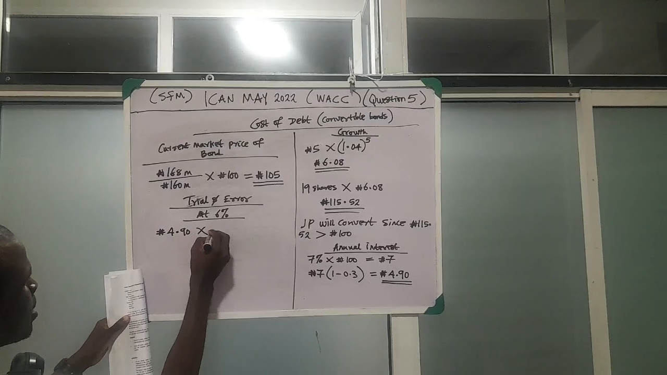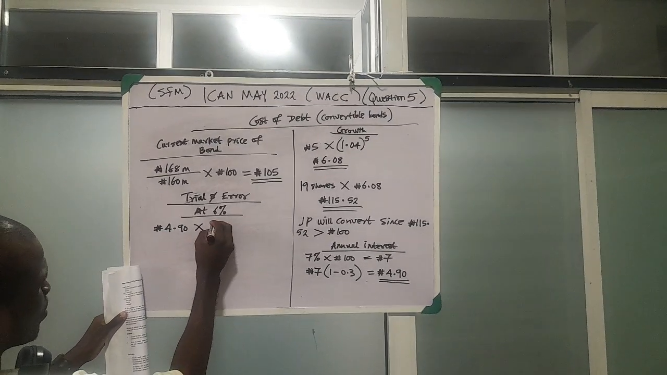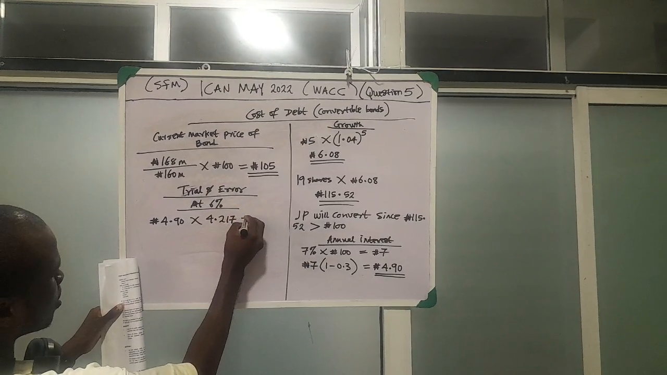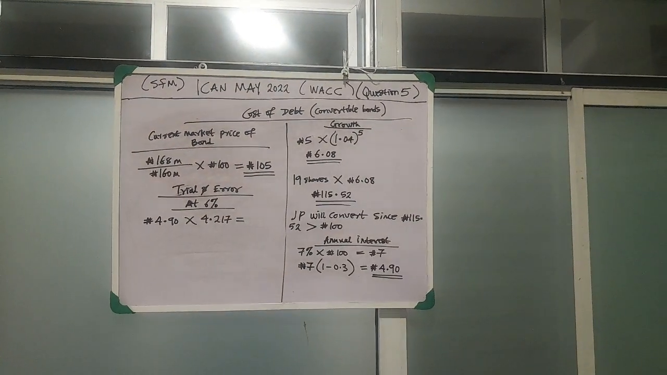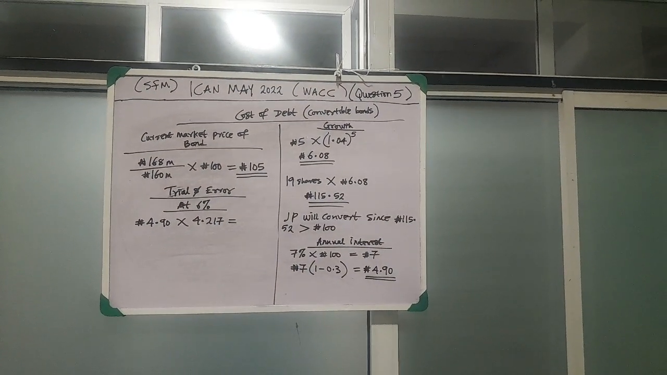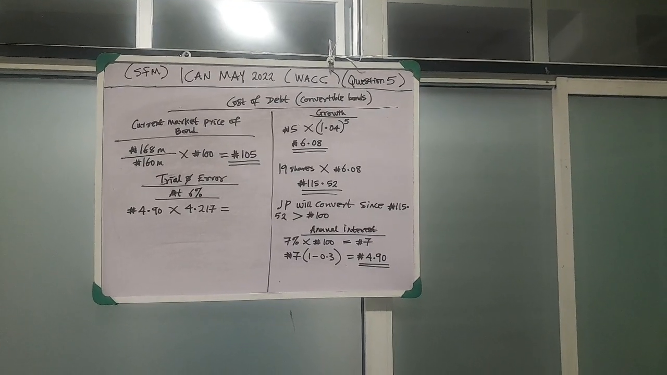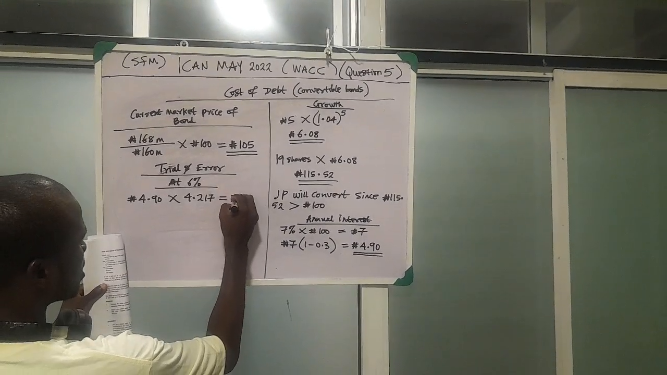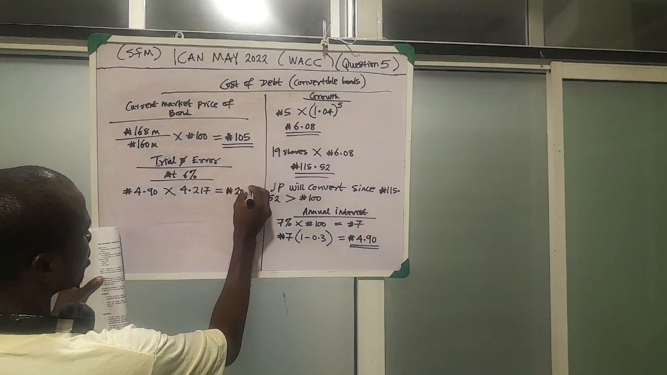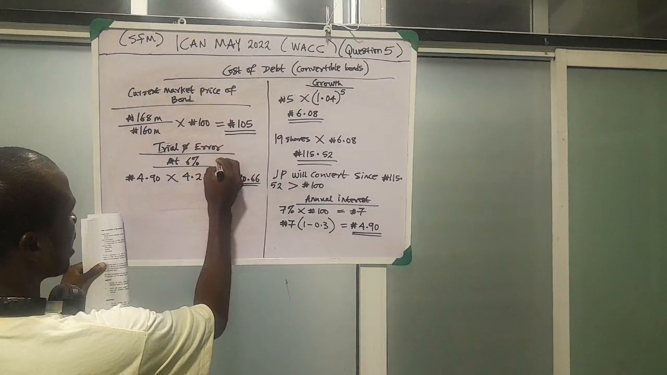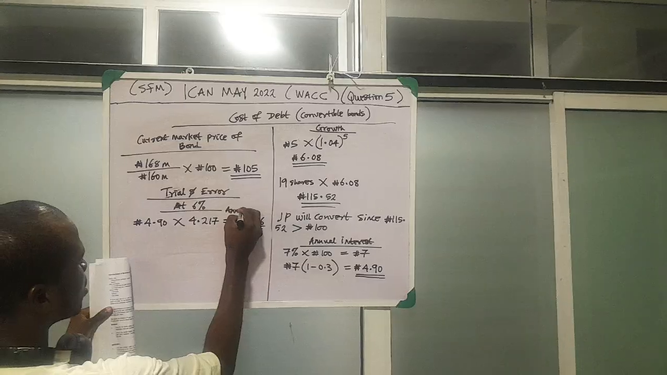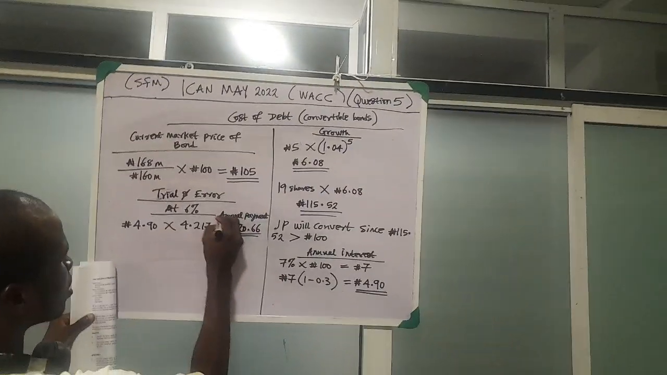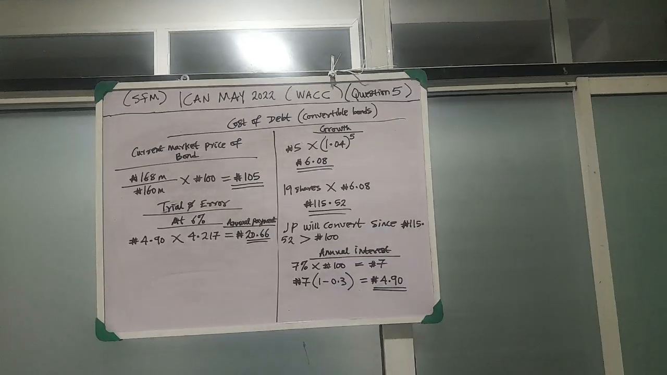So 4.90 multiplied by 4.217, based on the amount that is going to be paid. That is the annual payment. That will give us 20.66. So 20.66 naira is the annual payment.